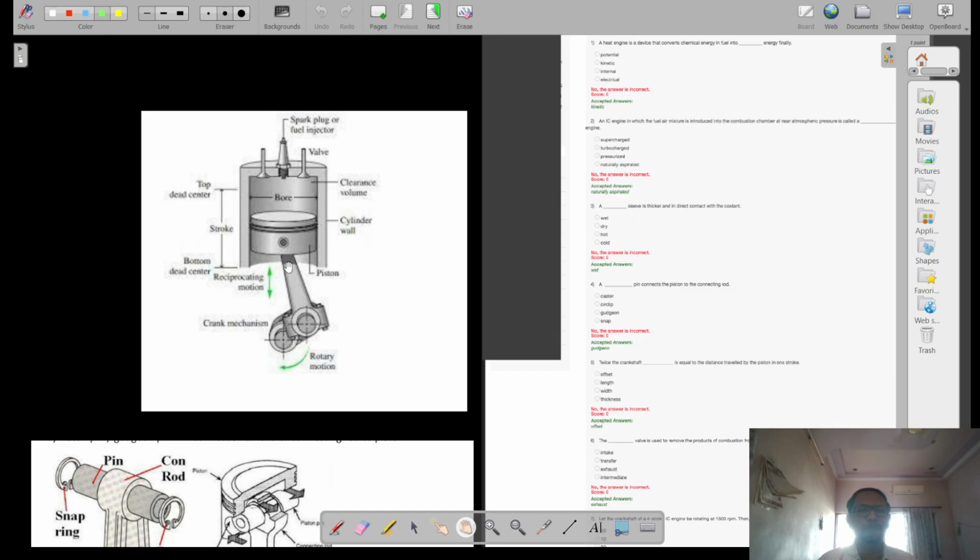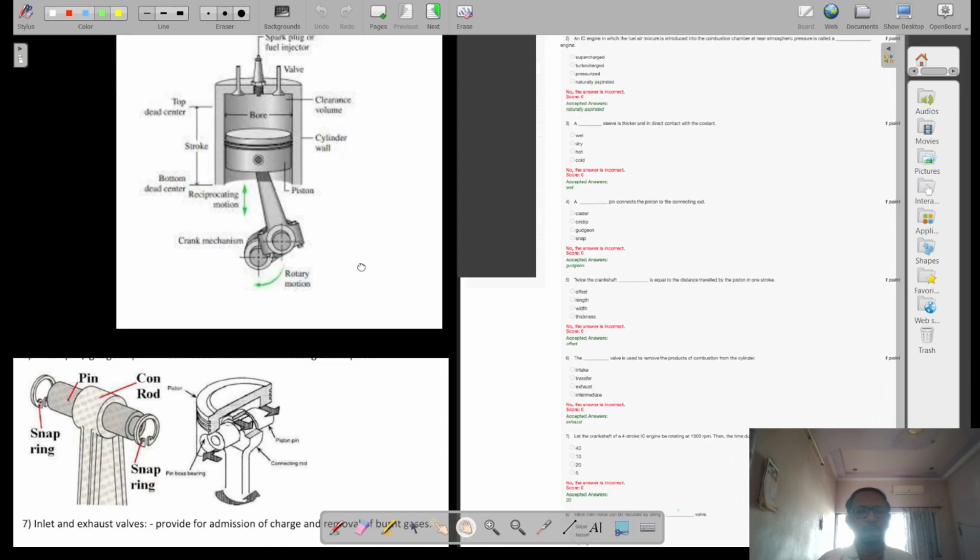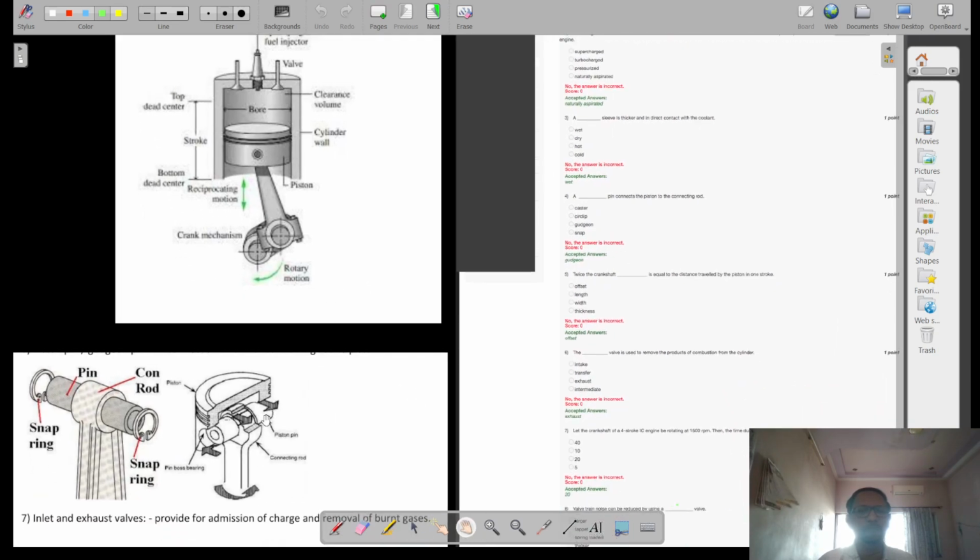At the position where the piston and the connecting rod meet, this is called the small end, and it is connected by the gudgeon pin or piston pin. This can also be seen over here. This is a piston pin. Here you can see the piston pin or gudgeon pin.